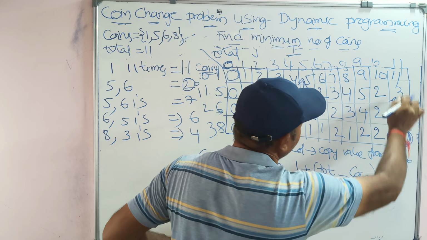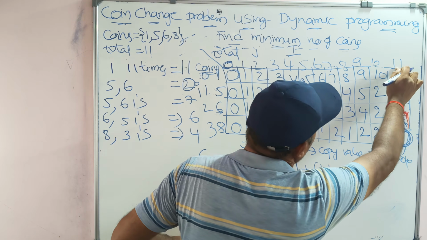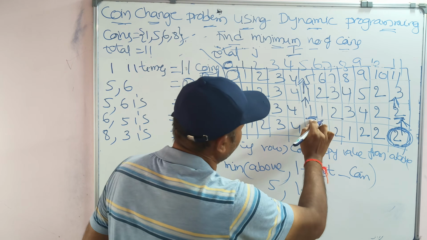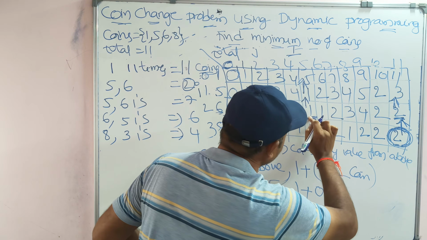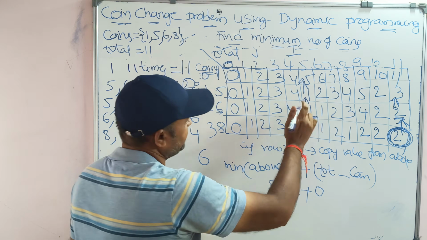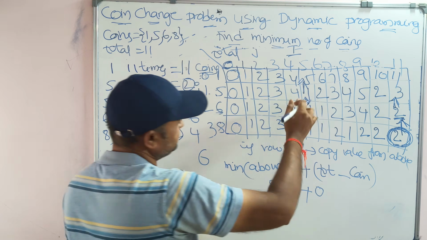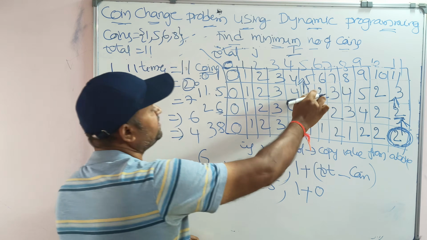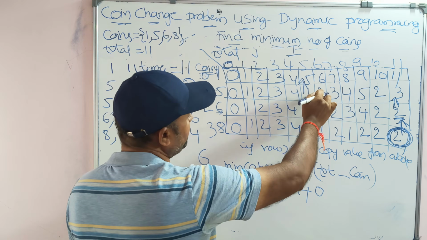If you see here, what is the column number? 11. So 11 minus 6 means 5. So we'll go to the 5th column. So we can say that this 2 is depending upon this one. Next, go up. So let us identify the relation between 1 and 1. So 1 is depending upon this one.